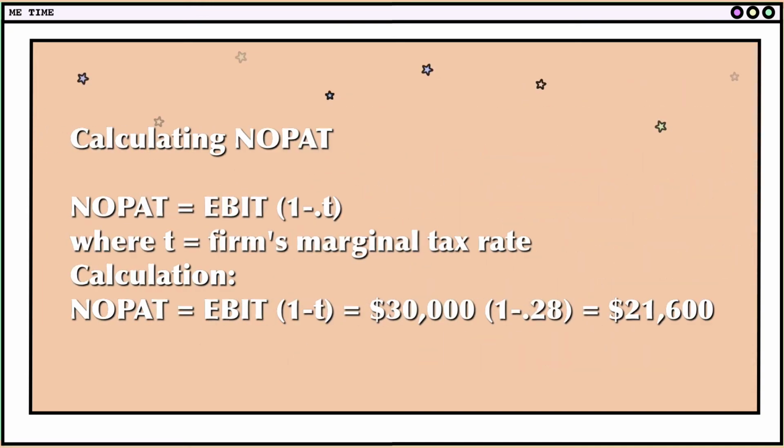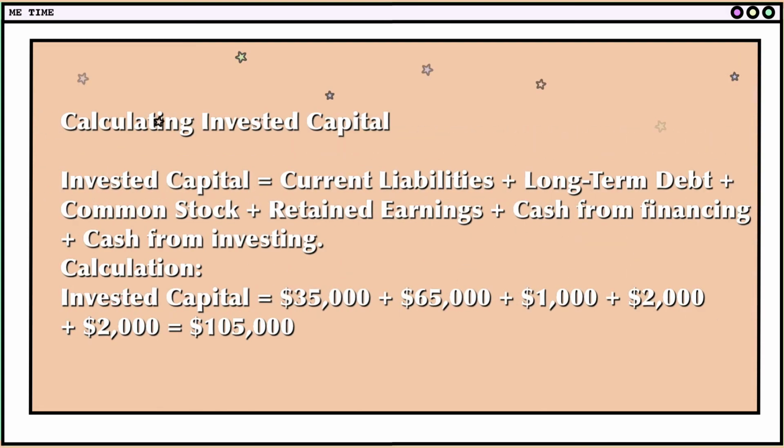First, we have to calculate NOPAT. The formula to calculate NOPAT is EBIT multiplied by 1 minus T, where T is the firm's marginal tax rate. So the calculation must be $30,000 multiplied by 1 minus 28%, or 0.28, and the result is $21,600.